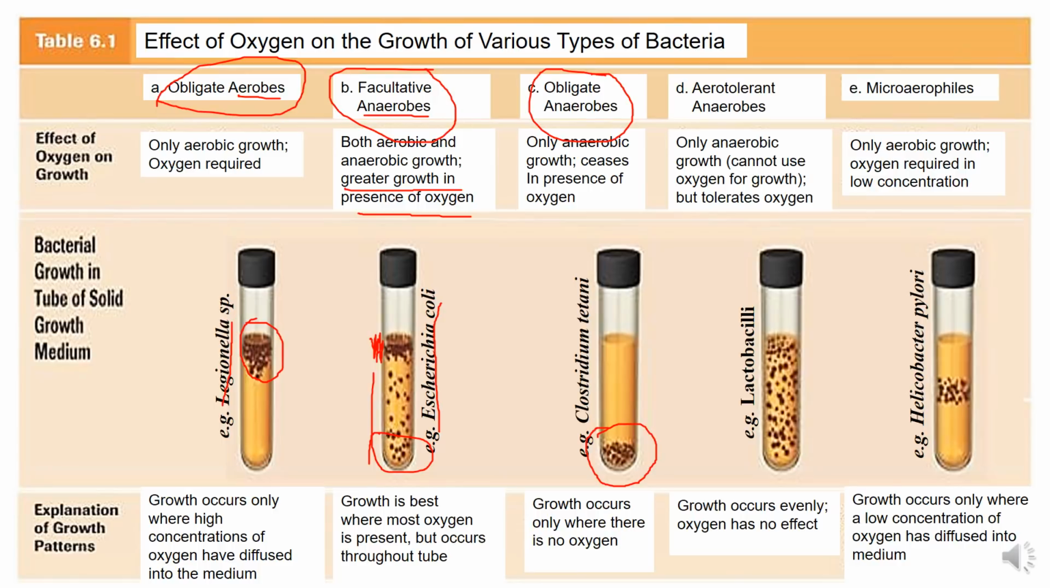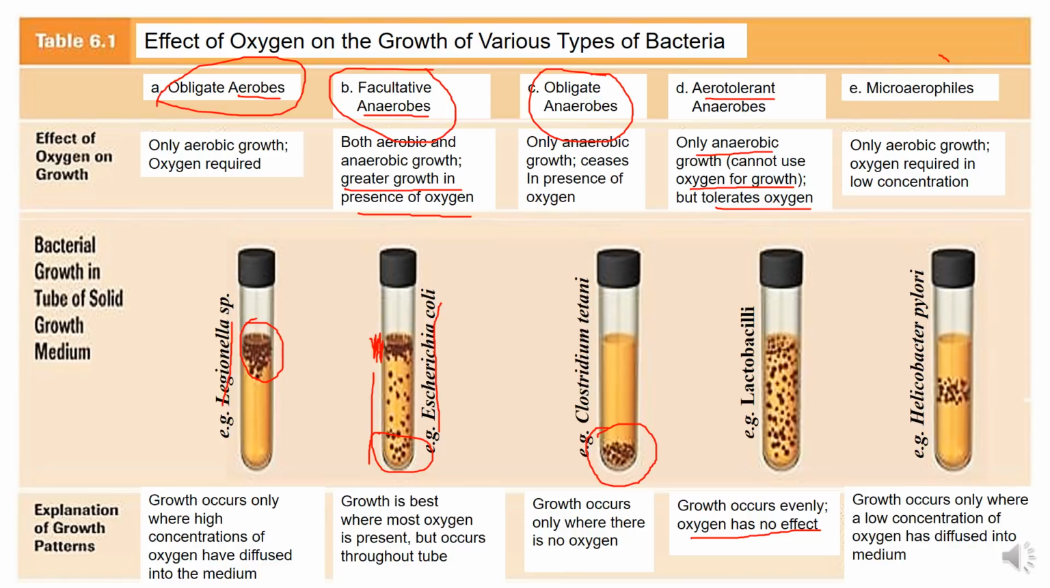Next, we have the aerotolerant anaerobes. Aerotolerant meaning they are able to tolerate oxygen. Although they prefer the absence of oxygen, they do not use oxygen for growth, but they are able to tolerate its presence, which means oxygen has no effect on their growth. An example will be your lactobacilli that is commonly found in your intestines.